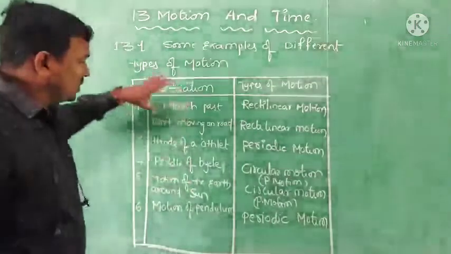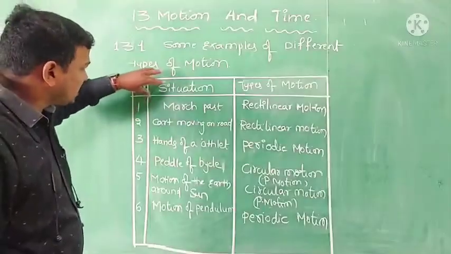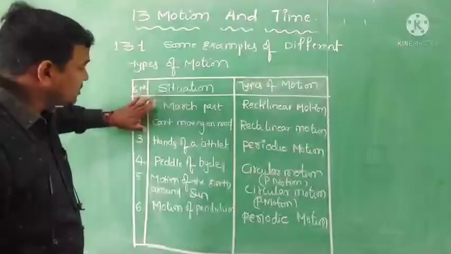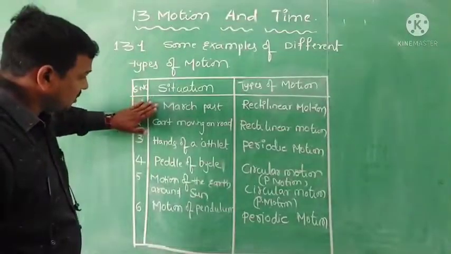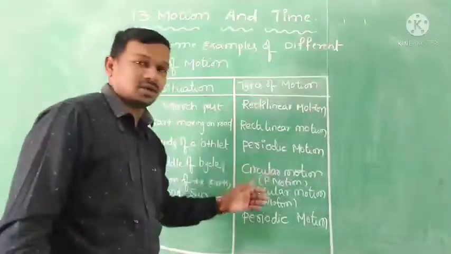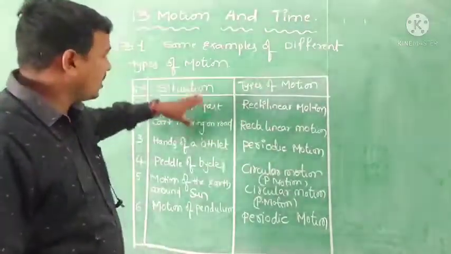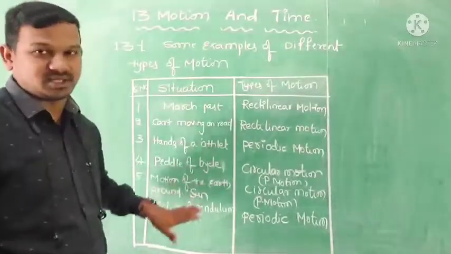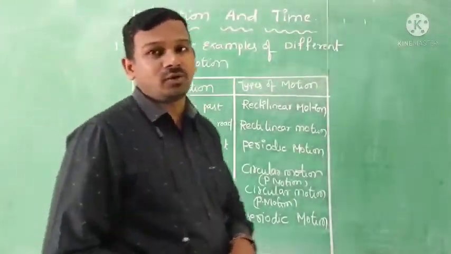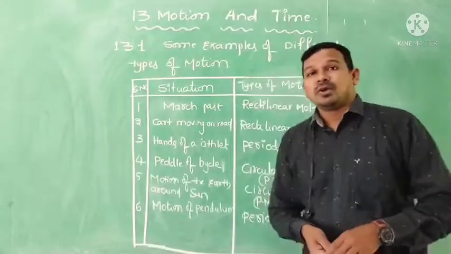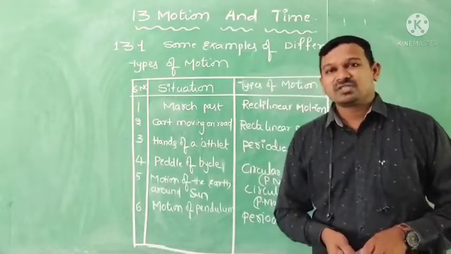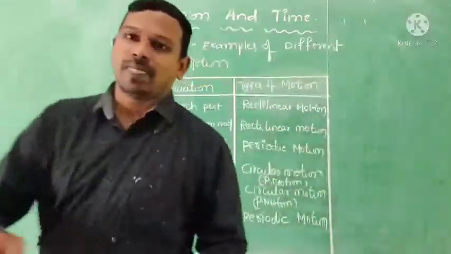Okay children, so these are the examples, these are the situations in which we classified what direction and what motion they are following. I hope you are clear about what types of motions these are. Next, we are moving on to discuss which object is going very fast and which object is going very slow.